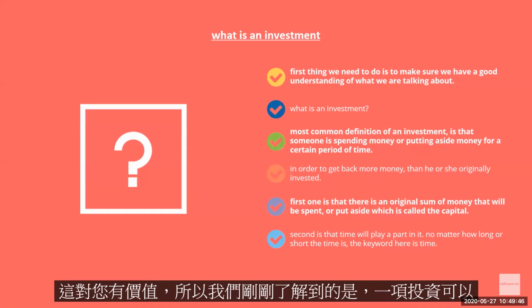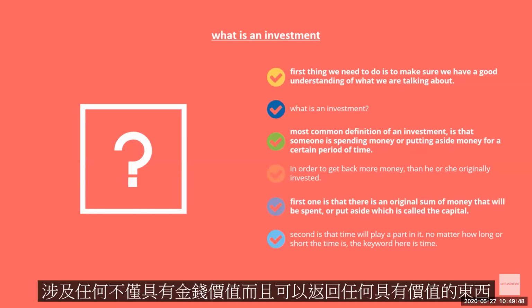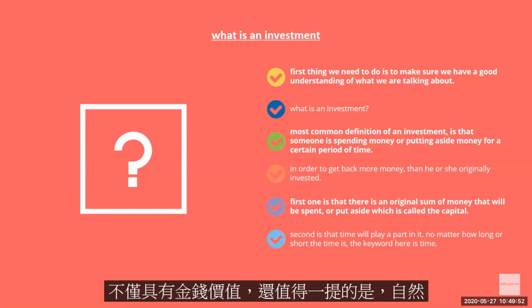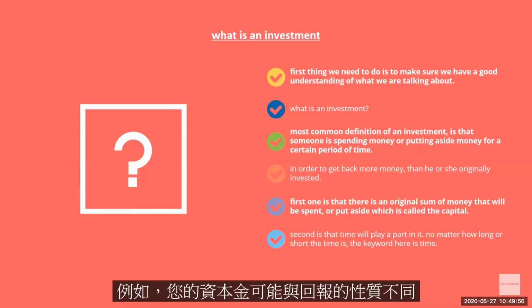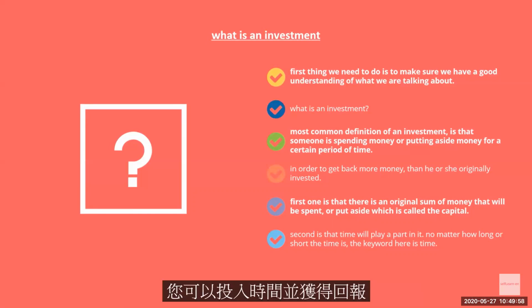So what we just learned is that an investment can involve anything that has a value, not just money, and can return anything that has a value, again, not just money. It is also interesting to note that the nature of your capital can be different from the nature of your return. For example, you can invest time and get money back in return.